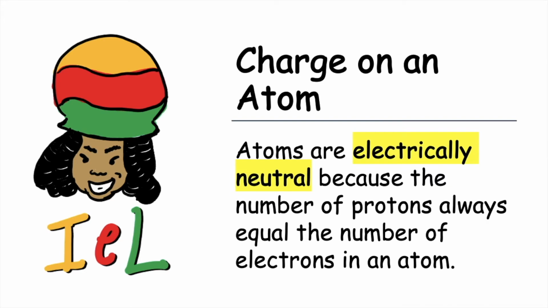Now the charge of an atom is always 0, and this is described as being electrically neutral. So atoms are electrically neutral because the number of protons always equals the number of electrons of the atom. So if you have 5 positive protons, then you would have 5 negative electrons, and their charges would cancel each other, which makes the atom electrically neutral.